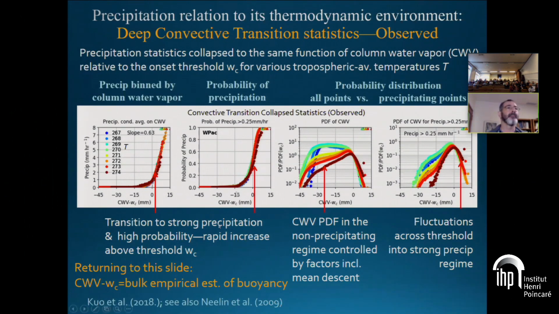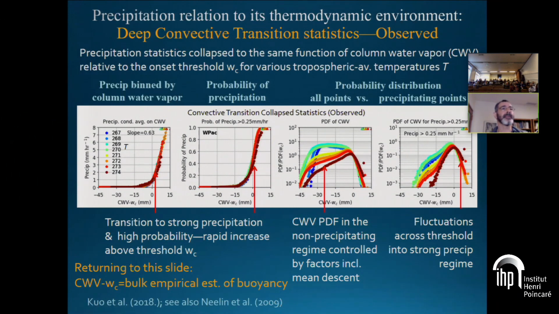Okay. So back to the exact same slide that I was showing earlier. And what we've added by this little sidestep is that we are interpreting this column water vapor relative to the temperature-dependent value where it onsets as an empirical estimate of buoyancy. And so in the stochastic model, we can run a column water vapor equation and use the fact that we have this rapid onset of precipitation as an empirical input establishing what happens when you hit the precipitating regime.